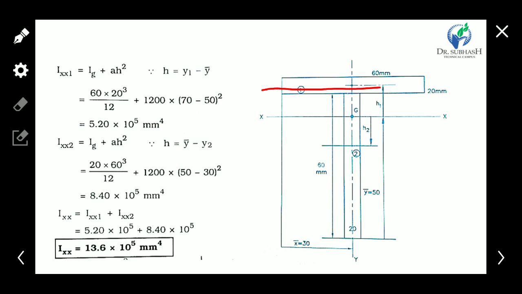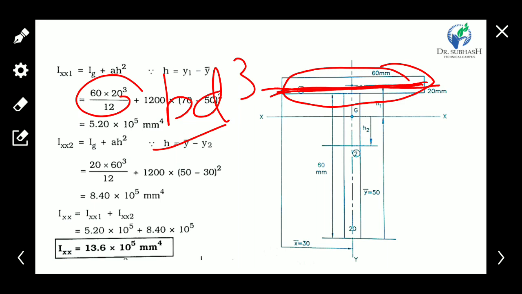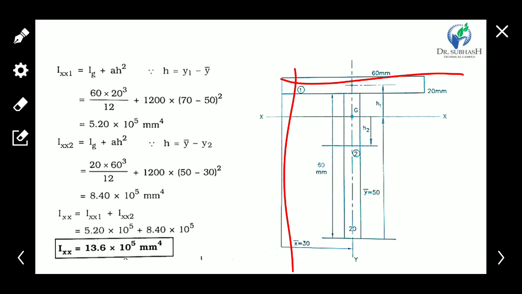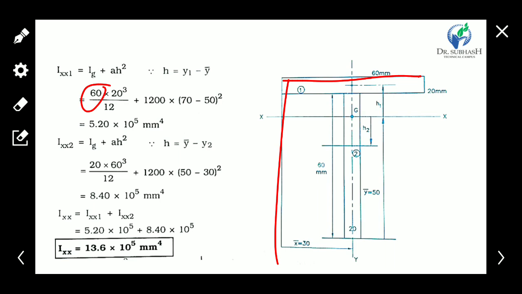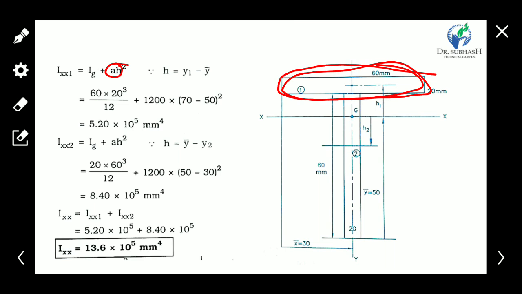Now what will Ig be? It is the moment of inertia about the x axis passing through its own center of gravity. What is it? It is bd³ by 12, where b is the breadth and d is the depth. So width is 60 and depth is 20, so 20 cube by 12. Now A is the area of the given element. What is the area? 60 into 20, 1200. Now h is the distance of the CG of the element to this x-axis.